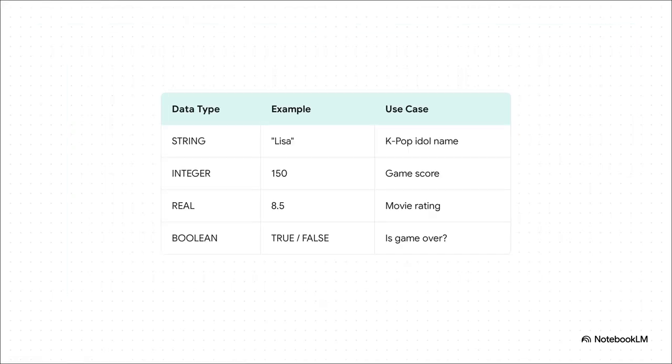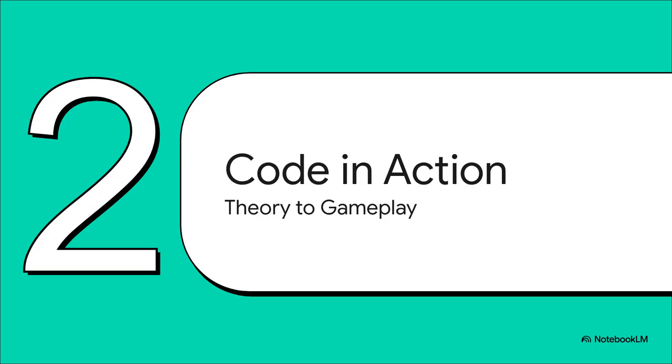Okay, but it's not just about numbers. These variables and constants can hold all different kinds of information. We call these data types. For example, you've got a string, which is basically just for text, like the name of a K-pop idol. Then you have an integer, which is a whole number, perfect for a game score. A real can handle decimals, for things like a movie rating or player accuracy. And my favorite, Boolean, which is super simple. It's just true or false. Is the game over? True. Did the player win? False. That's it.